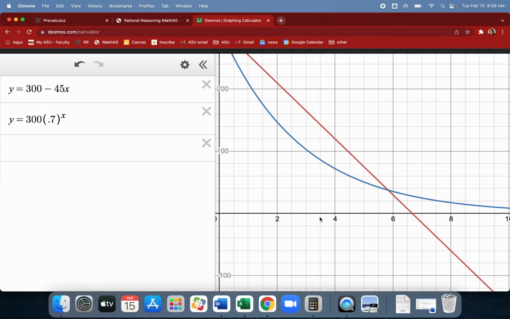That blue path drops really rapidly at first, but then levels out because a 30% decrease off of smaller and smaller numbers is a smaller and smaller dollar decrease. So by the time I'm around 6 years later, they're actually quite close to the same price. Not because 6 is something magic, but just the way that these worked out, one decreasing at a constant rate and the other decreasing at a percentage rate, made them kind of catch up.